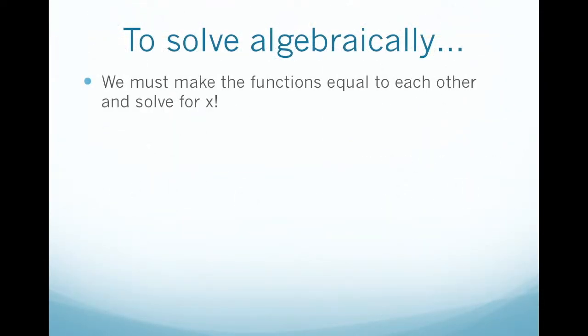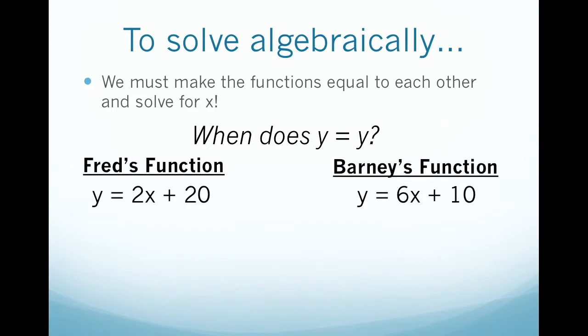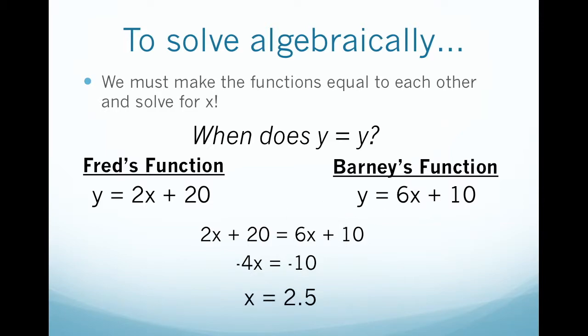To solve algebraically, we must just make the functions equal to each other and solve for x. Answer the question, when does y equal y? So this is Fred and this is Barney, and we want to make y equal to y. We take Fred's function, 2x plus 20, and Barney's function, 6x plus 10, and we just make them equal to each other. And then you solve for x. So you would subtract 6x on both sides, and you would subtract 20 on both sides, and you get something like this. You divide by -4, and you get that x is 2.5.